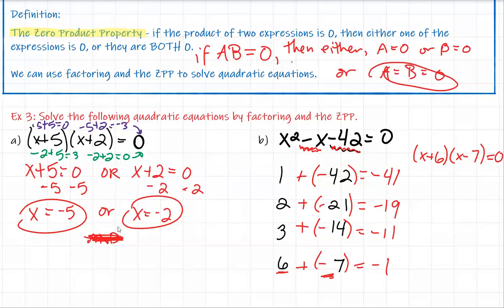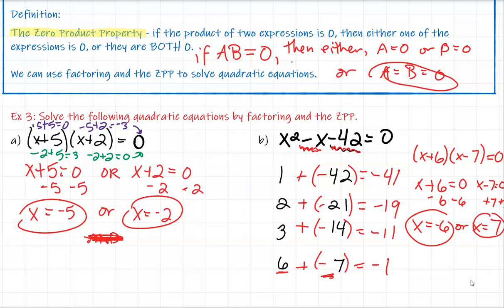Now we can go ahead and do what we did over here. I can say x plus 6 equals 0, x minus 7 equals 0. So then I subtract 6 here, and then add 7 over here. I get x is equal to -6, or x is equal to 7. And those are my answers for this one.